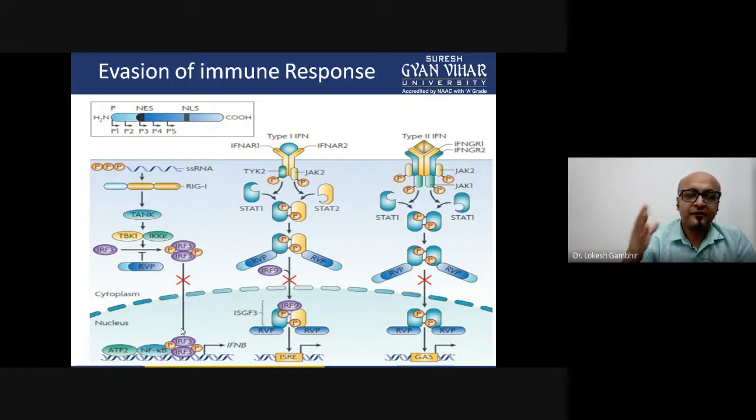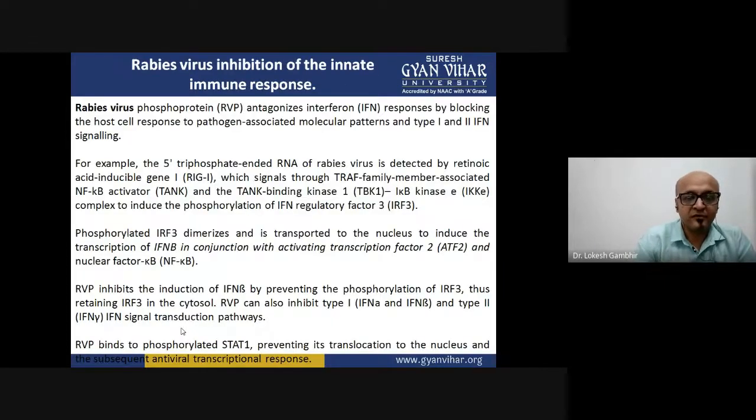This is how it is evading our immune response. And that is the summary that I have provided here: how interferons are secreted, how the immune response is mounted, and how this particular rabies virus is performing its function.